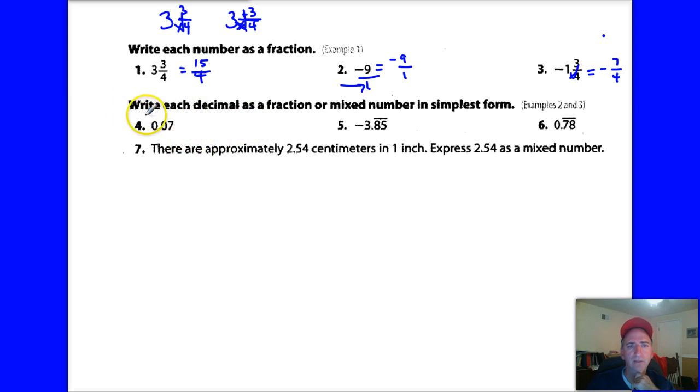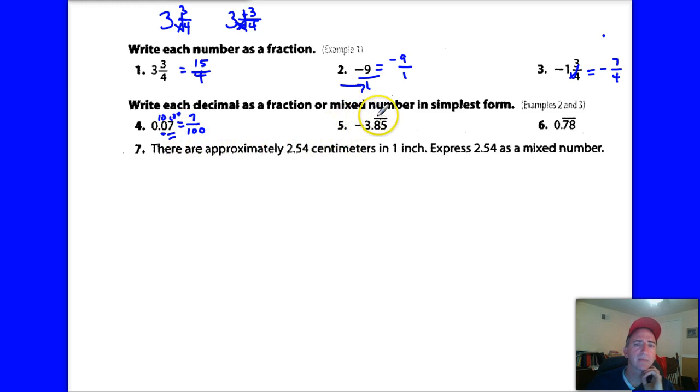All right, number 4 here, it says write each decimal as a fraction or mixed number in its simplest form. Here, well, you're gonna have to know your place values here. The first place value is tenths, so that's tenths. The second place value is 100ths. So this is 7/100. 7/100ths is what that equals right there, because it's tenths, and this one is 100ths. And if we go out another one, it would be 1,000.